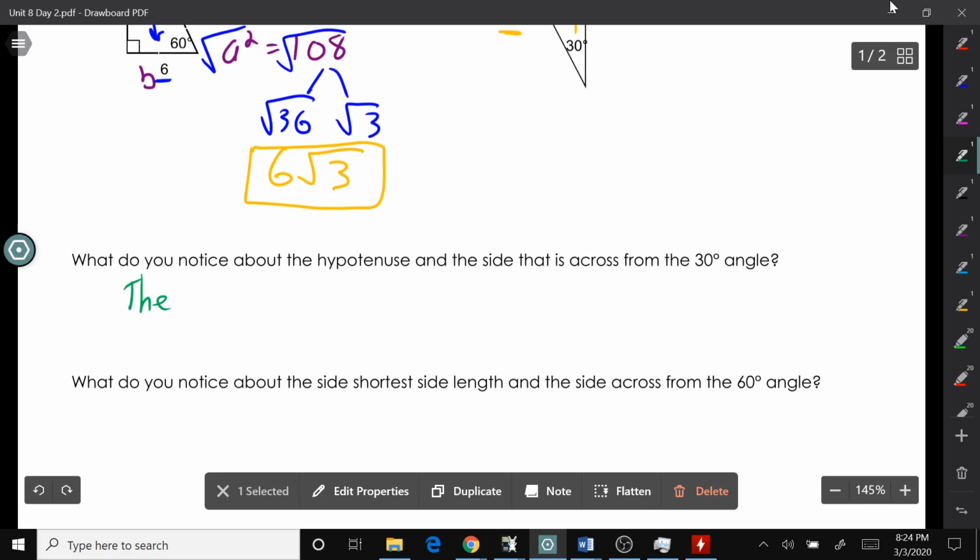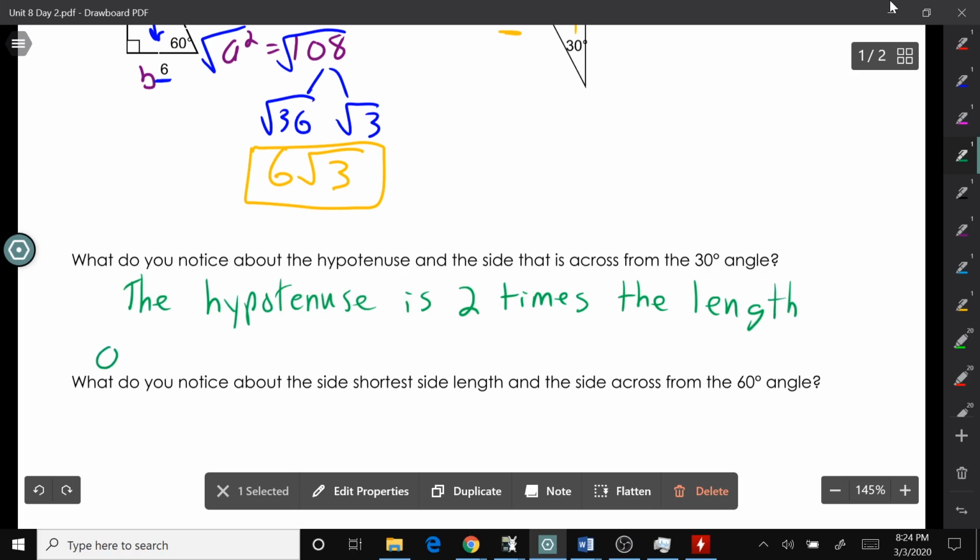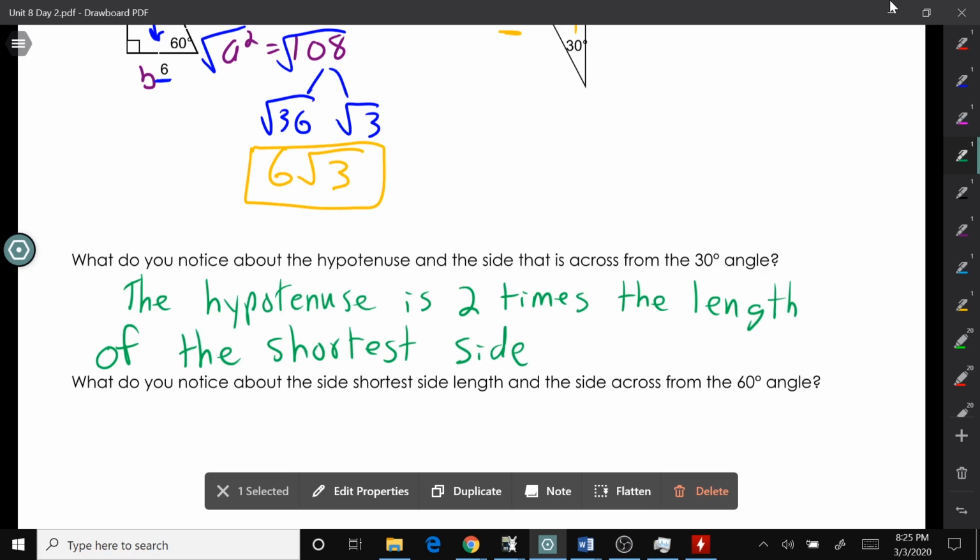So the hypotenuse is 2 times the length of, and it's always the shortest side. The side across from 30 degrees is the shortest side. So the hypotenuse is always 2 times that.